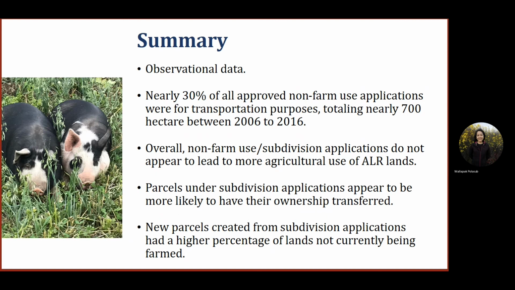And finally, new parcels created from subdivision applications had a higher percentage of land not currently being farmed. So these again are observational data. That's what we see. There could be more stories to it. For this type of study, it would be really good if further analysis can be done. We hope that our study is a good starting step, and we have provided a methodology to do this. In the future, other researchers can adjust our methodologies to be easier, to be more accurate, for example.